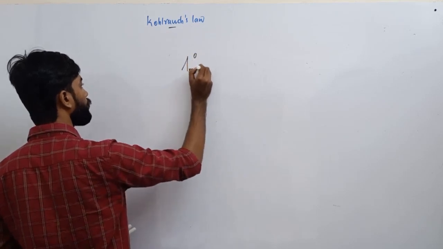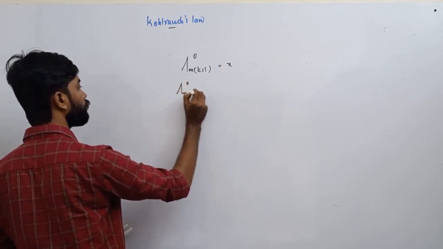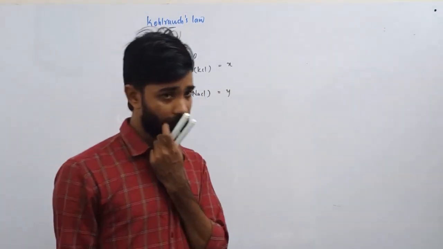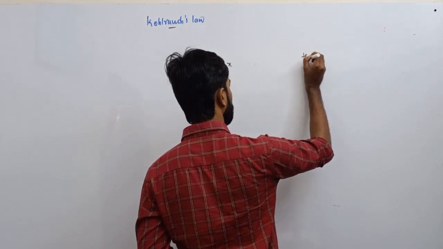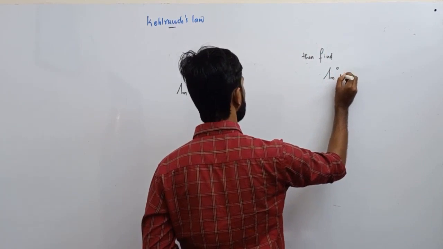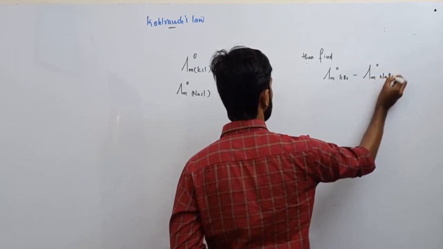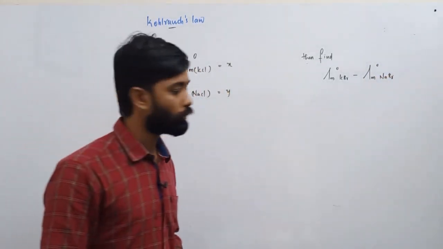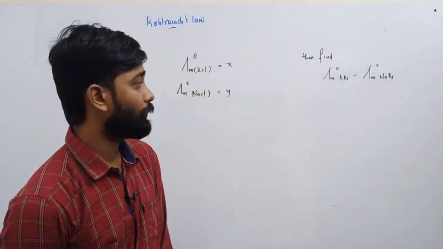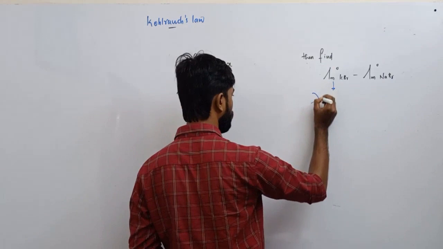If lambda m0 of KCl is equal to x and lambda m0 of NaCl is equal to y, then find lambda m0 of KBr minus lambda m0 of NaBr. This is called Kohlrausch's law. It's very easy. We all know that KBr splits into K+ and Br-, and NaBr splits into Na+ and Br-. So what is the Kohlrausch's law expression for this electrolyte?